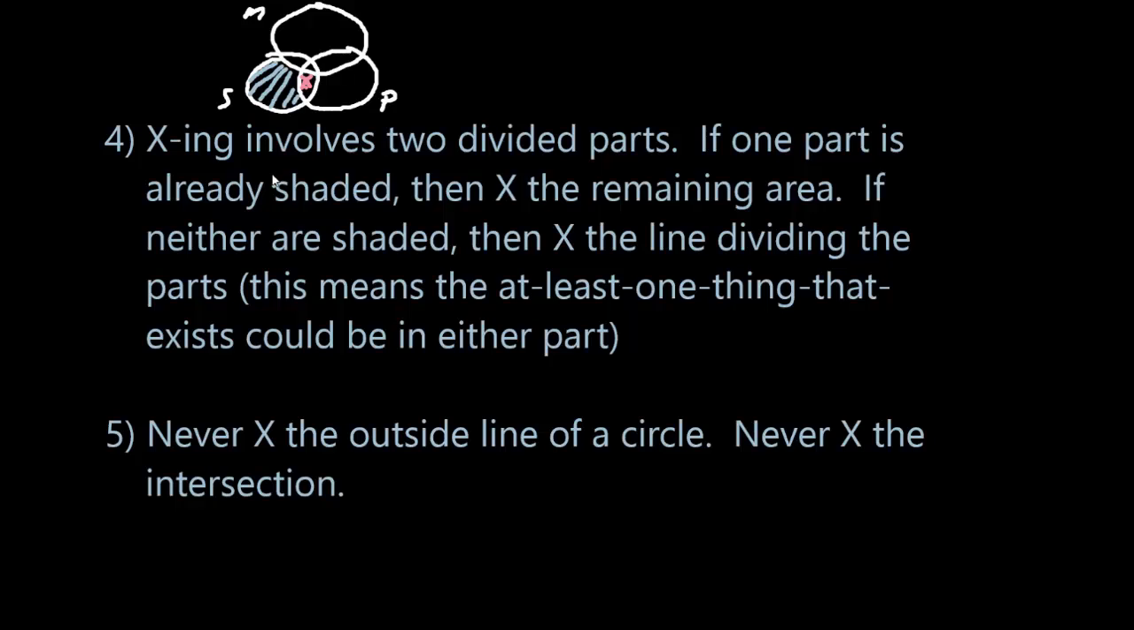All right, so 5, you'll never have an X outside the line of a circle, so you'll never have an X here. That should never happen. And you should never have an X on the intersection. What that means is where these circles are meeting. So you wouldn't have an X, for instance, here, or here, etc.